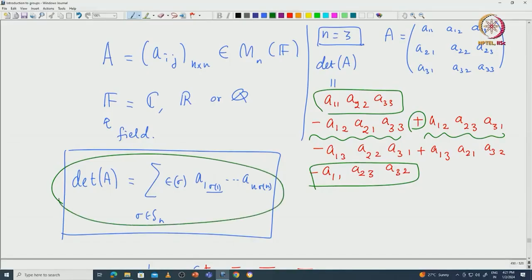So this gives a very explicit formula for the determinant using the symmetric group action on the indices of the Aij and the sign map. This is, I would say, the very first instance where you see the power of the sign map as well as the action of Sn on the indices. One can get such useful formulas very explicitly.